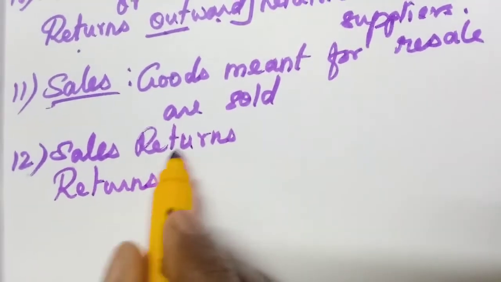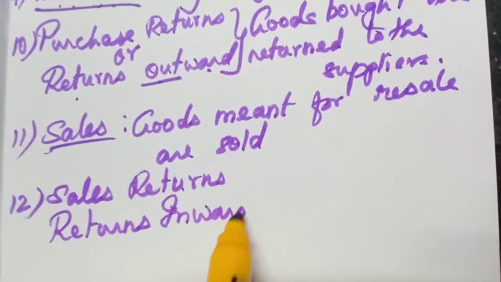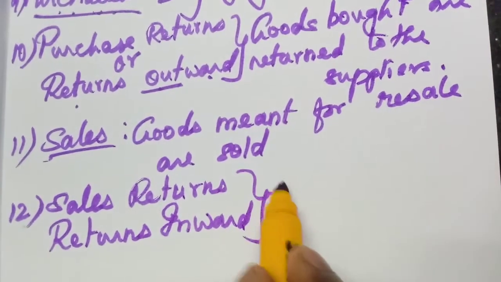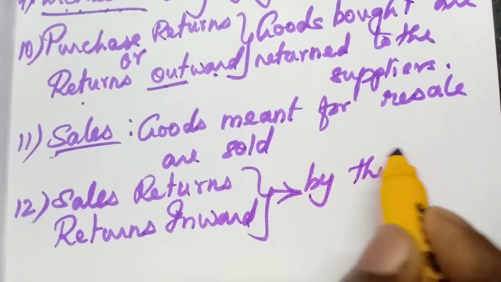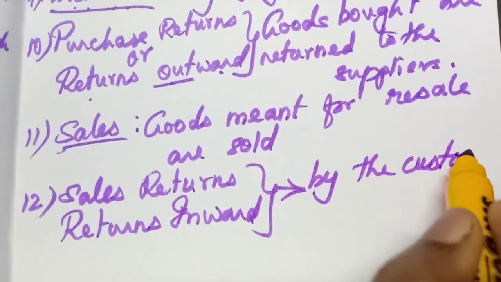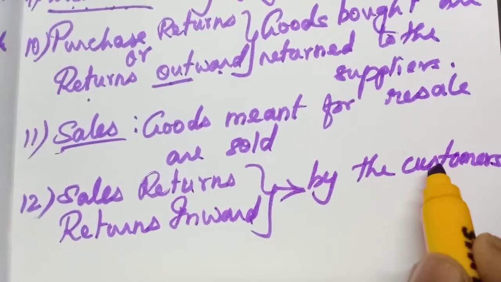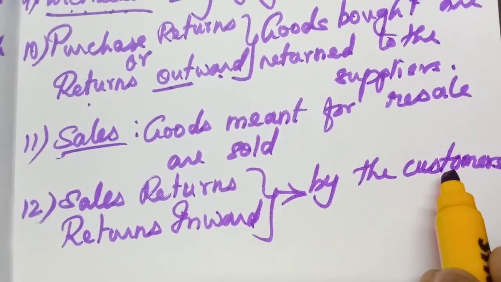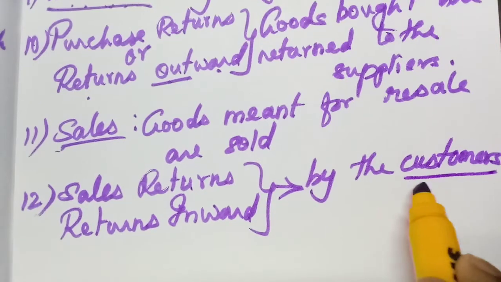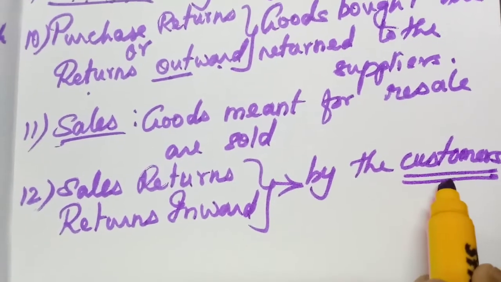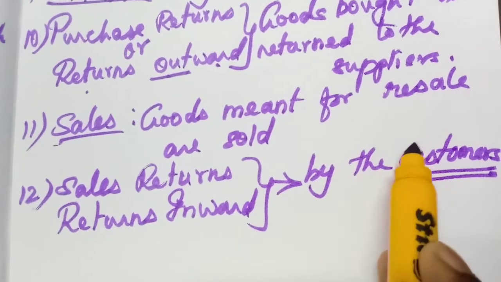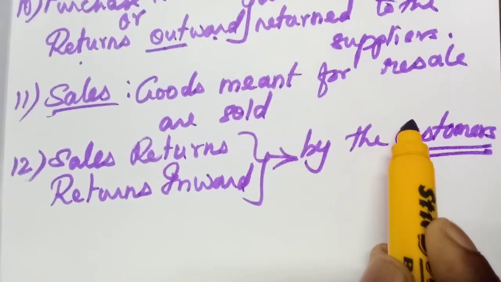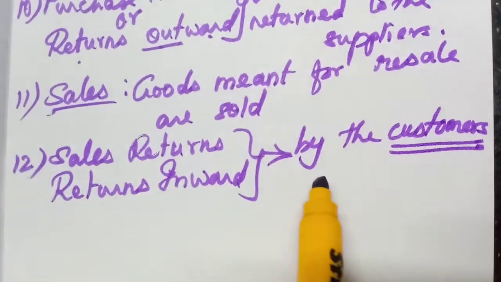Now we have sold goods. Those goods may be returned by the customers, because we sold them to whom? They are called the customers, those who buy our product. That term is not given, but we should know: all the people who purchase goods from us are called customers. That is a common term that we use, customers, isn't it?